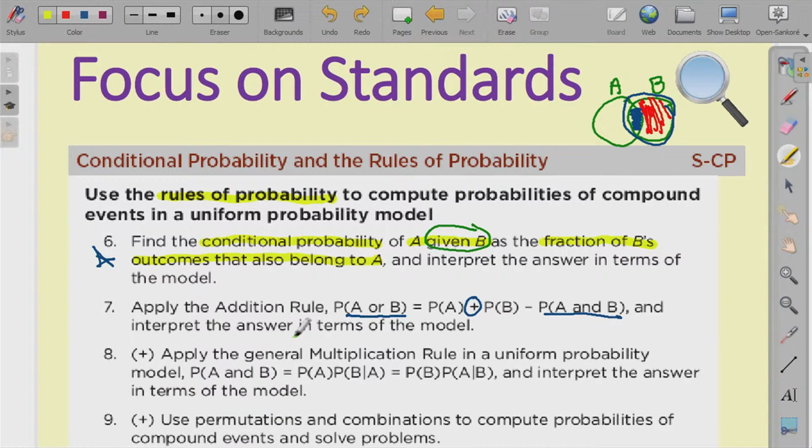Standard 8 involves the general multiplication rule. There's no requirement here that we know in advance whether A is or is not independent of B. This rule is true in general. And just to let you know, this idea is developed in SLT 8H, which is important to know because it's only required for students in Honors Algebra 2. Standard 9 involves permutations and combinations, and this is the one standard under this header that's developed in pre-calculus, not in Algebra 2.